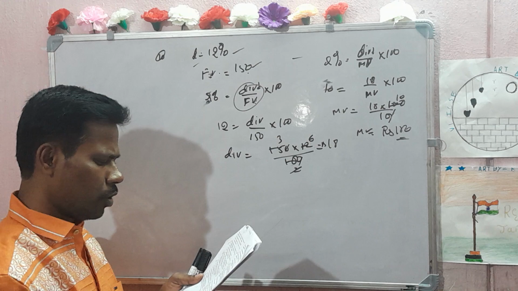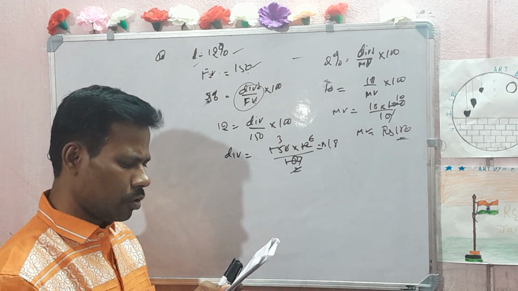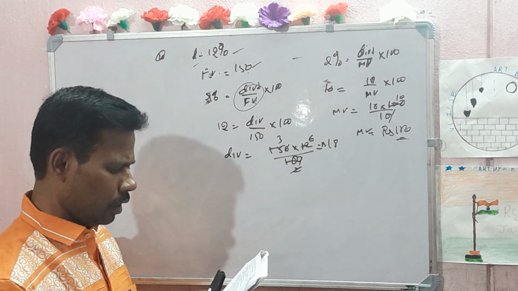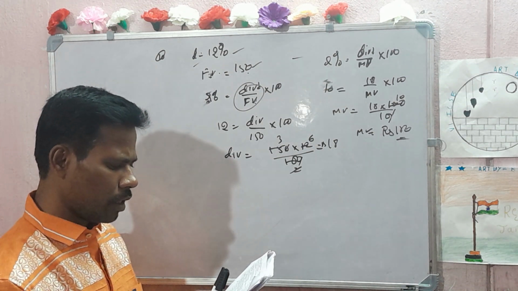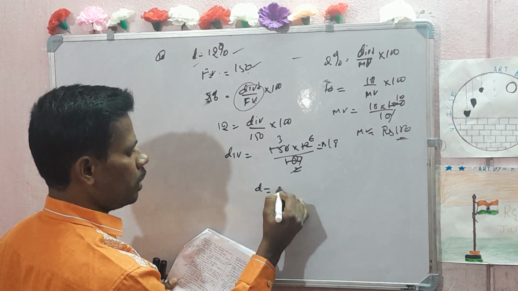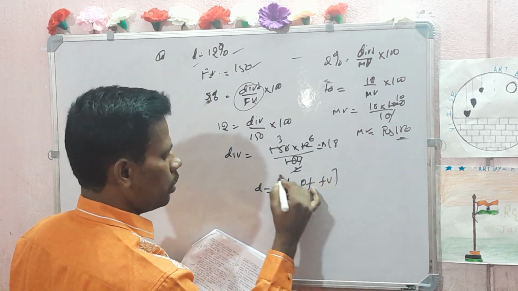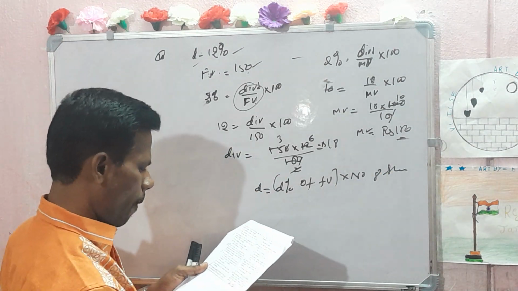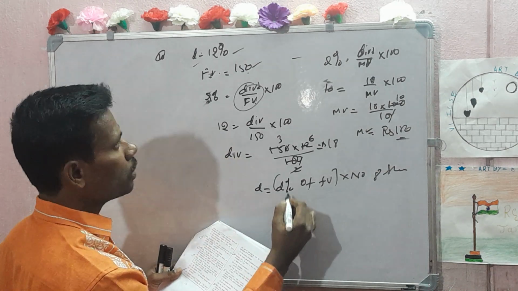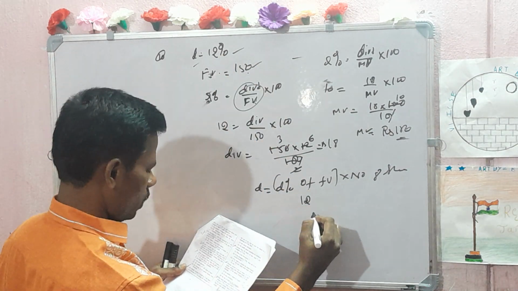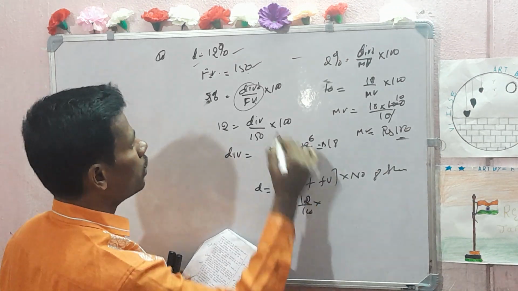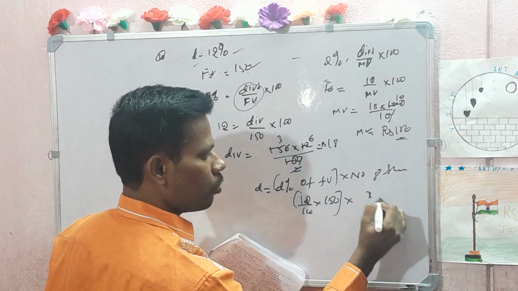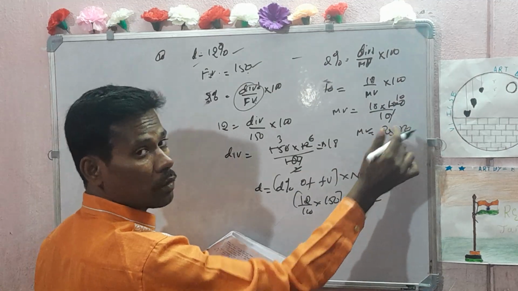Next one, the third one. The amount to be invested to obtain an annual dividend of 1350. Again, go for this basic formula. Dividend is equal to dividend percentage of face value into number of shares. So dividend percentage is 12%, that is 12 by 100 into face value 150 into number of shares. Number of shares is total investment by market price. Market price, how will we calculate now? 180.